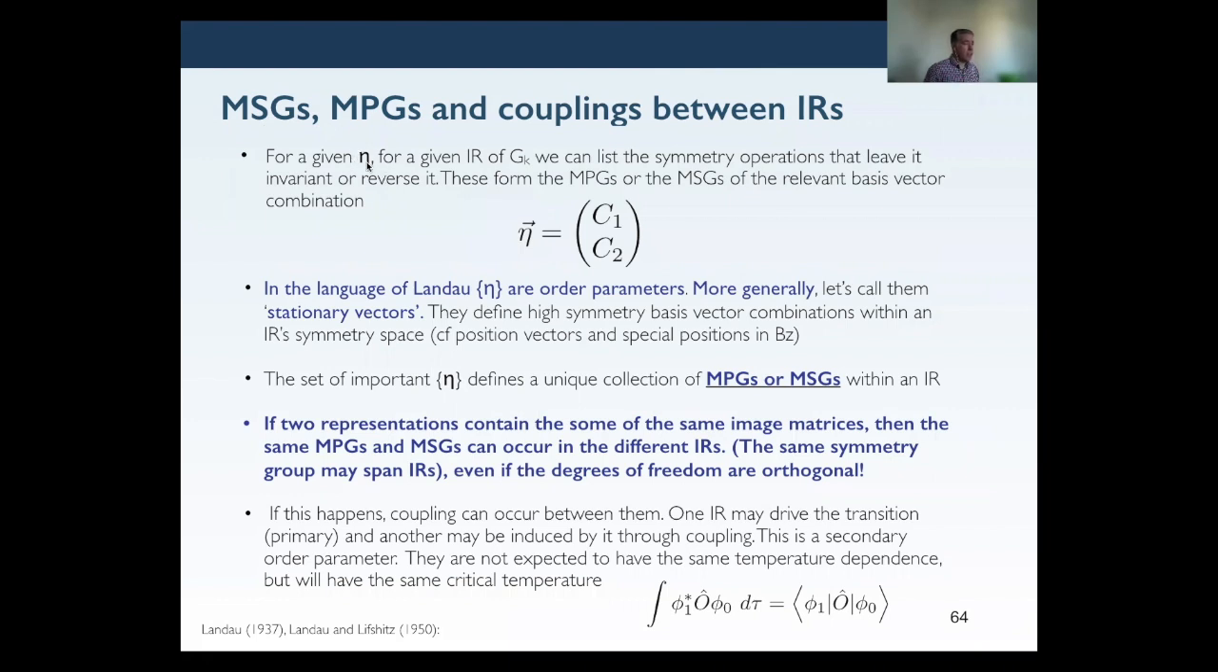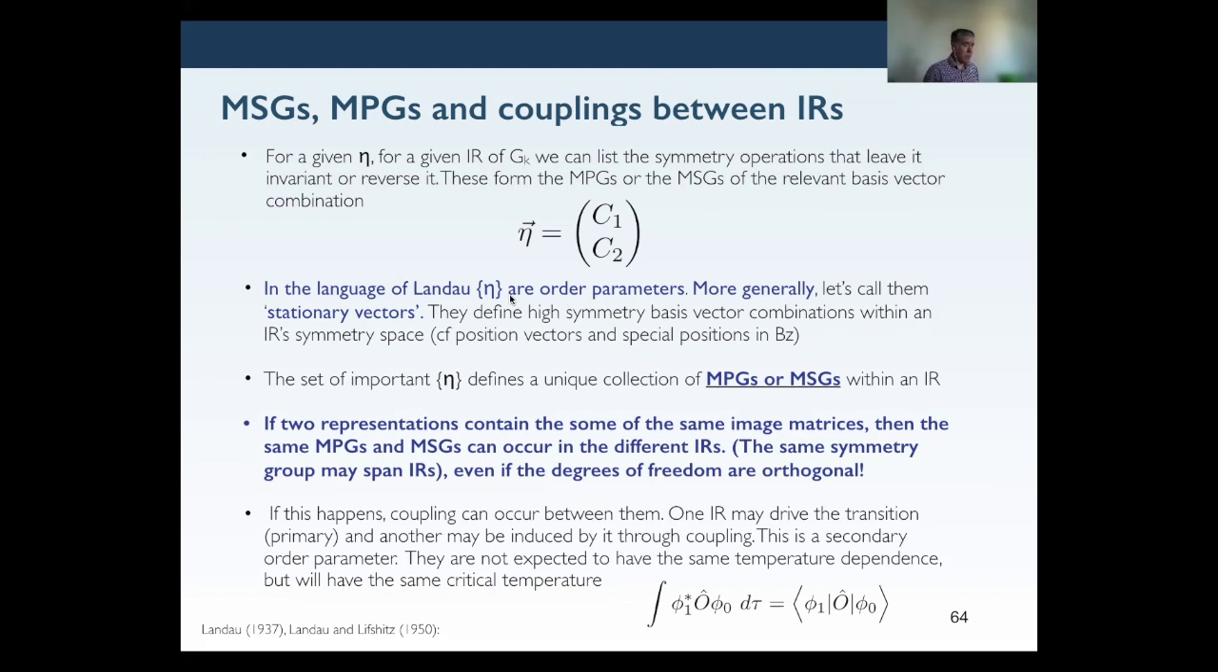So for a given eta, which is our combined order parameter, and a particular irreducible representation, we have to list the symmetry operations that leave this vector invariant or reverse it. And these can be used to create our magnetic point groups and our magnetic space groups. In the language of Landau, this set of eta are a set of symmetry-related order parameters.